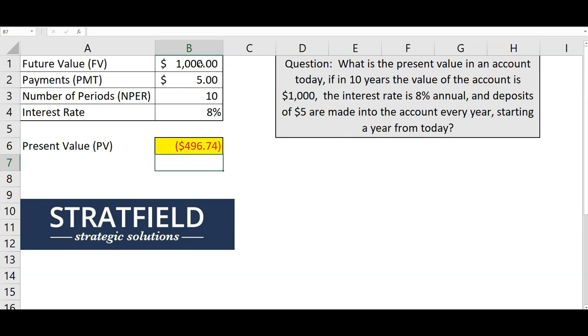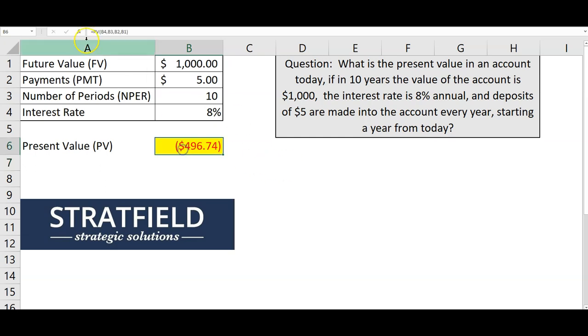I get a lot of questions about why this value is negative. The reason is that the future value and the payments were entered as positive numbers. So Excel sees this as, which direction is the cash going? If I was to invest, meaning the cash would be coming out of my hands into an account, I would be investing negative $496.74 so that I would get $5 every year for the next 10 years and a lump sum of $1,000 at the end of the 10 years. So that's why this is negative.